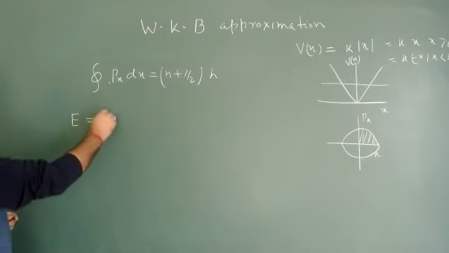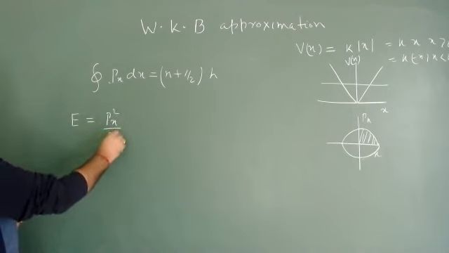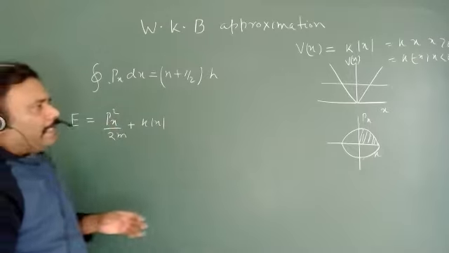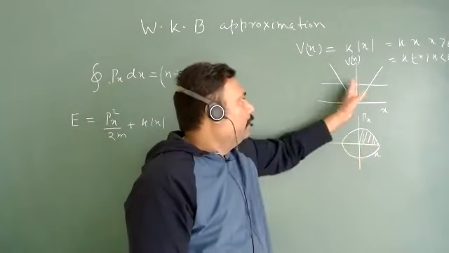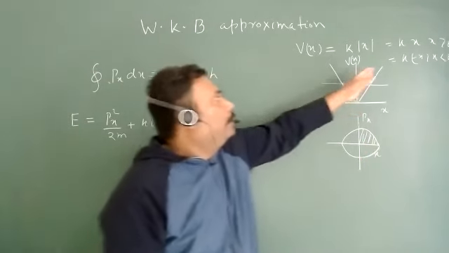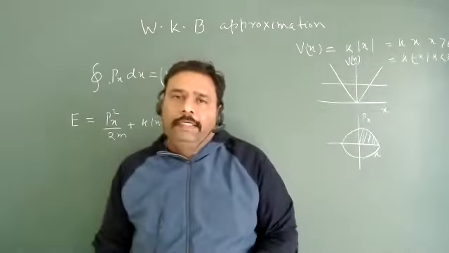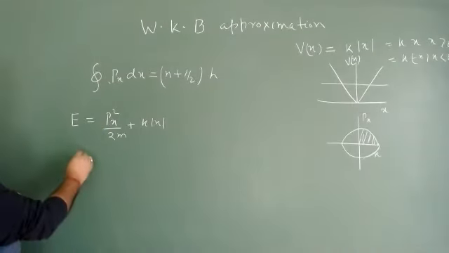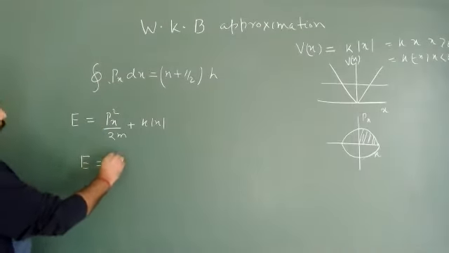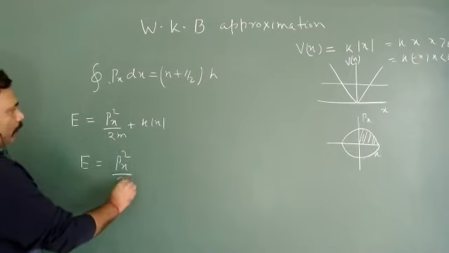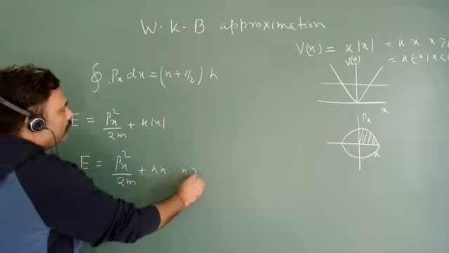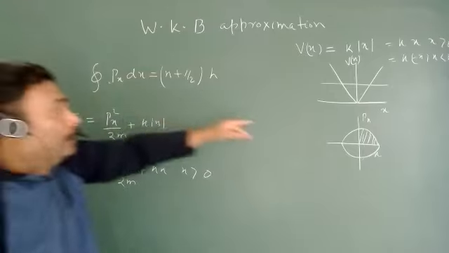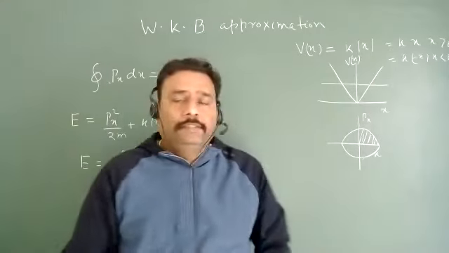This energy is obviously p squared upon 2m plus k mod x, and hence I am making a rule that I will integrate from 0 to here. Then I have to take only this part, only the positive part of x. So I can write this energy equation as E equal to p squared upon 2m plus kx if x is greater than 0. And hence I am going to integrate from 0 to some value, and I can calculate this value.